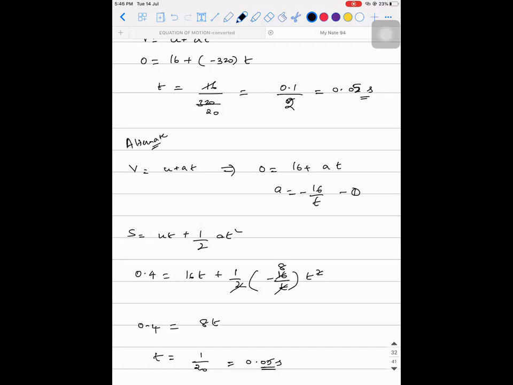But see, by now you would have understood whatever equation you use, you would get the same answer because everything is derived only from the first equation. V is equal to U plus AT only, you derive S is equal to UT plus half AT square. You derive V square minus U square equal to AS. So all the equations are the same. Depending on the unknowns, we use different equations. That's it. Okay. So this is one way.